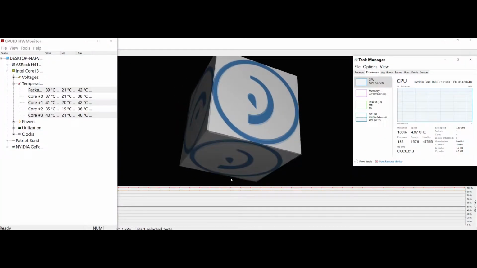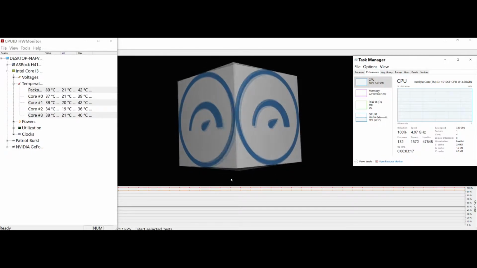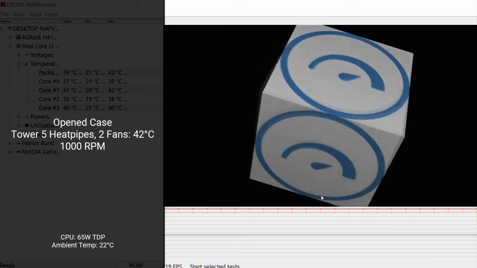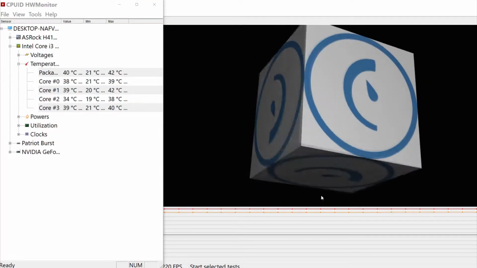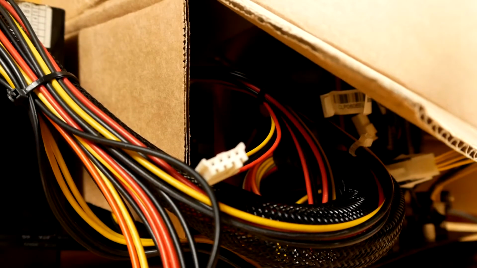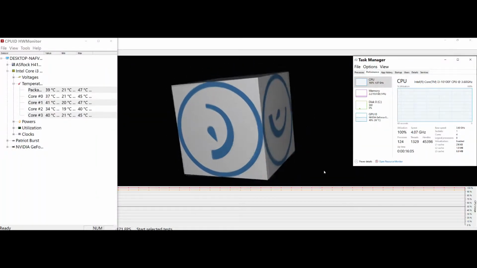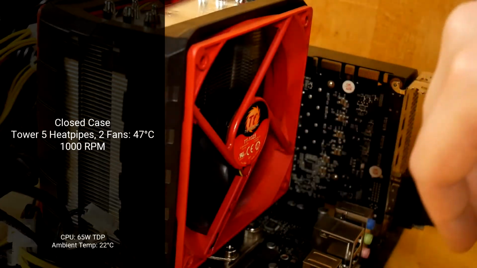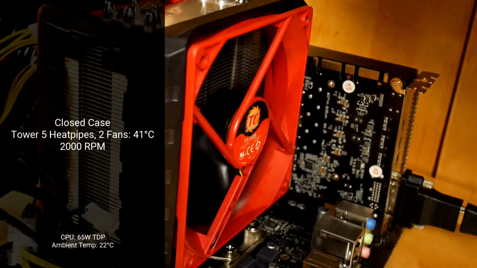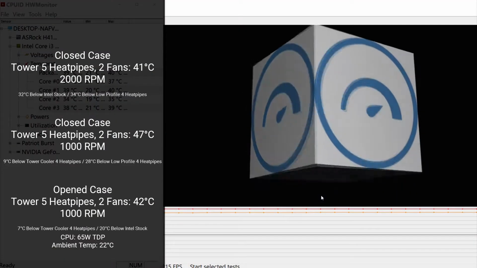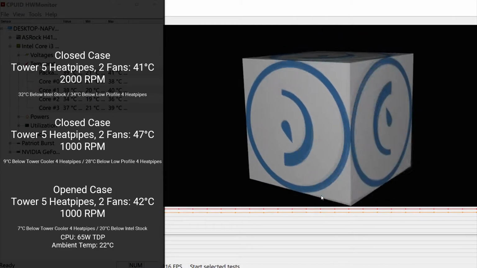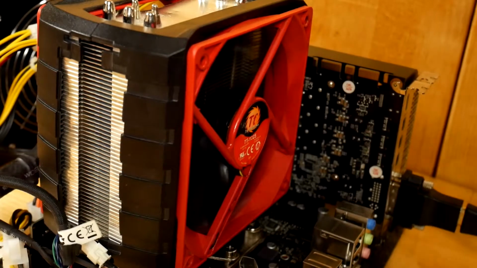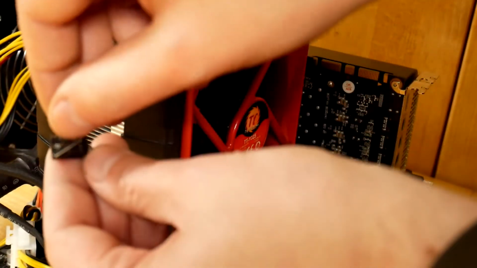This cooler in full load with open case hits only 42 degrees at only 1000 rotations. This is actually 20 degrees below the stock cooler, 15 degrees below the low profile cooler and 7 degrees below the other Thermaltake with one less heat pipe and just one single fan. With everything covered, it hits 47 degrees at 1000 rotations, and once I adjust the fan speed to 2000 rotations, it stays mostly between 39 and 41. The noise is extremely high and I won't be able to use a computer at such a high level of noise. It's just like I have a hairdryer on my desk, but this cooler does a great job at only 1000 rotations per minute, so I'm not worried about its noise at its maximum performance.